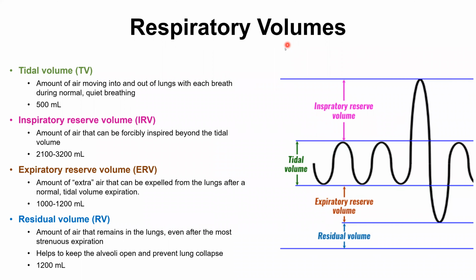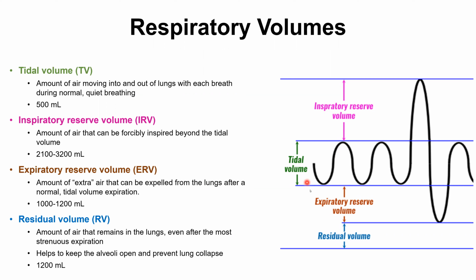So in terms of volumes, it's first important to understand that this graph represents the graph recording of a spirometry test. So basically, you put a mouthpiece in a person's mouth and you have them breathe normally, and the graph kind of records the breathing cycles. So first and foremost is tidal volume. This is going to be the first volume that we're looking at.